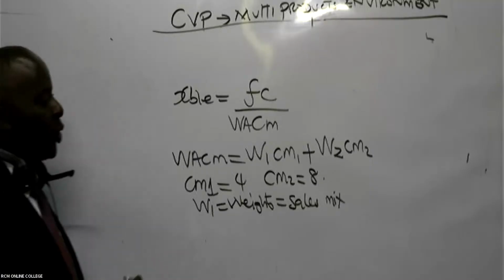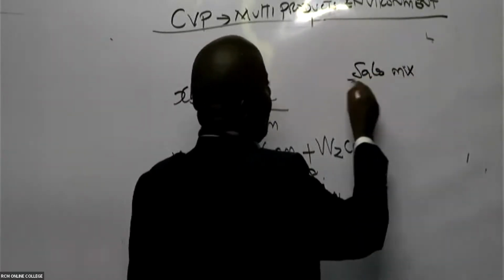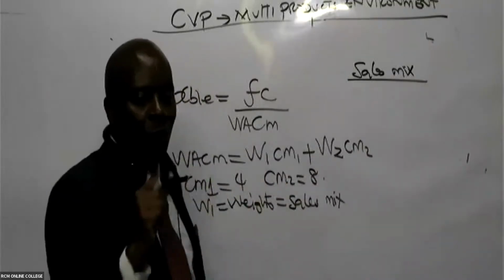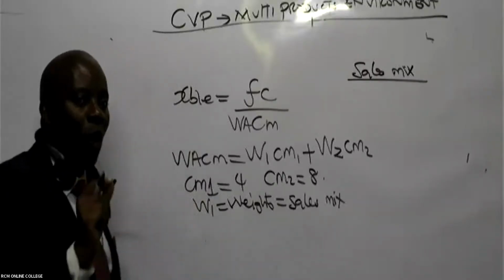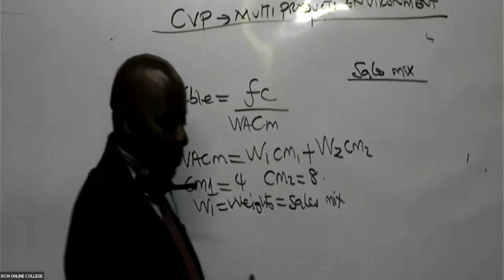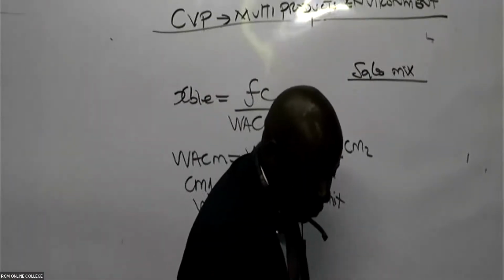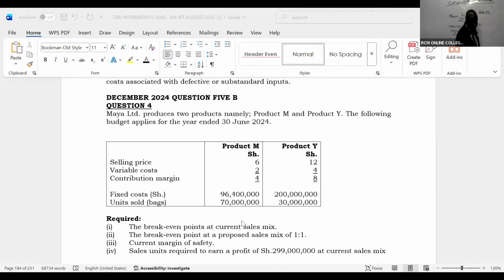So if you look at this question very well, they have told us to give them the break-even quantity using the current sales mix. So do we know how many units are currently being sold? If you read the question very well, ladies and gentlemen, they want us to give them the break-even point at the current sales mix. And you can see currently units sold in terms of bags, we have 70 million.